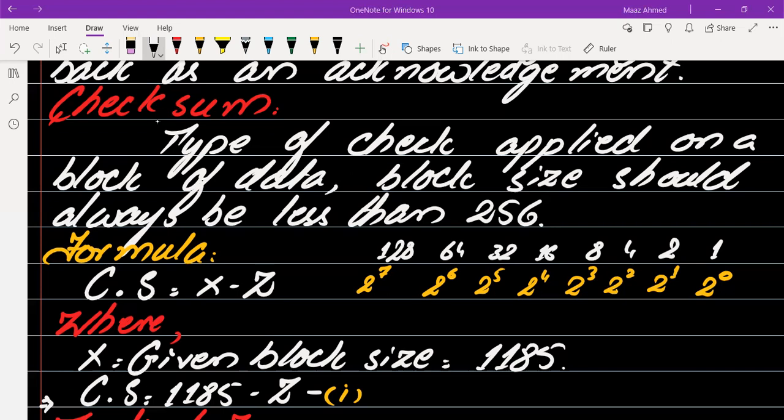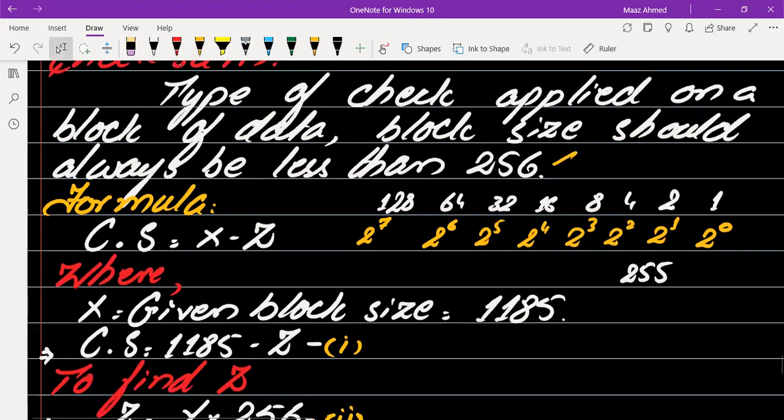$255. 255. Great answer. Okay, so we are getting 255. So the value for the checksum should always be less than 256. That means it should be within the range of 8 bits. Okay. Now, moving ahead.